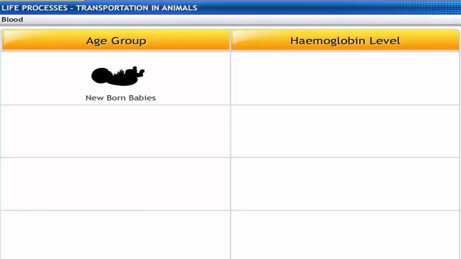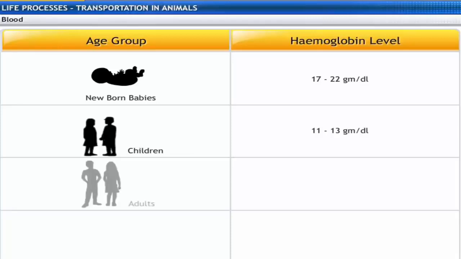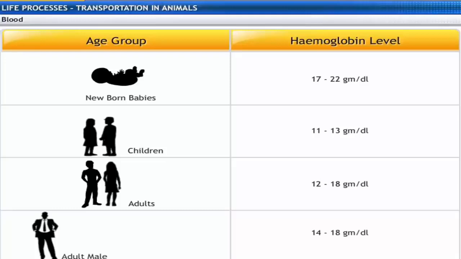In newborn babies, 17 to 22 gram per deciliter of hemoglobin is present. For children, the normal range is between 11 and 13 gram per deciliter, and for adults, it is between 12 and 18 gram per deciliter. An adult male has a hemoglobin level between 14 and 18 gram per deciliter, and in adult women it is between 12 and 16 gram per deciliter.